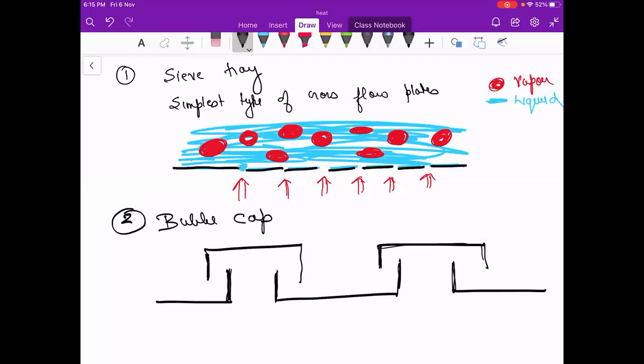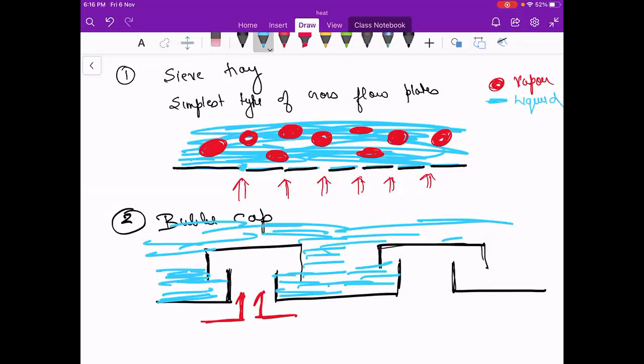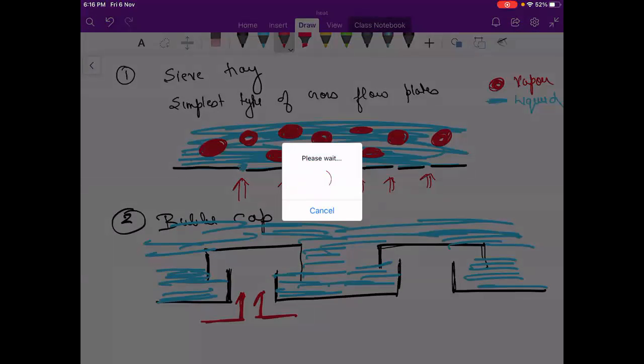See, so this is a cap. What will happen here? When the vapors go from here, there will be enough time for them, because up to here it will be surrounded by the liquid. From here all the way, it is liquid.